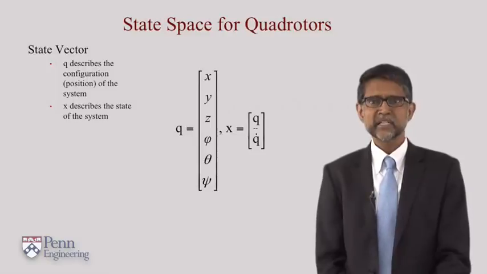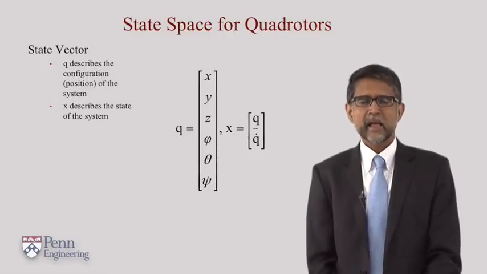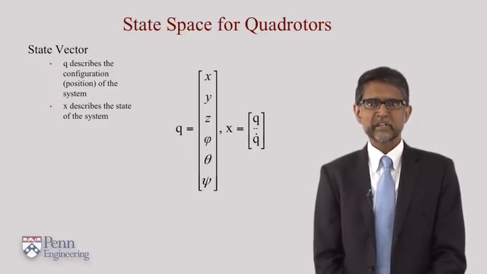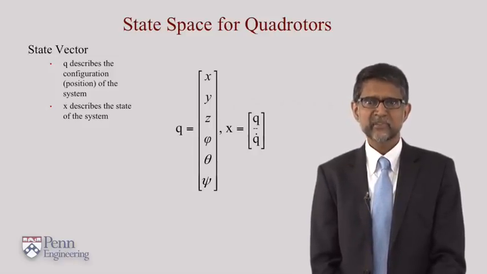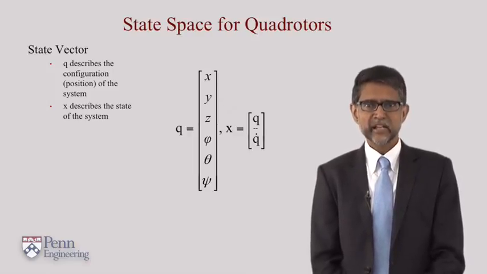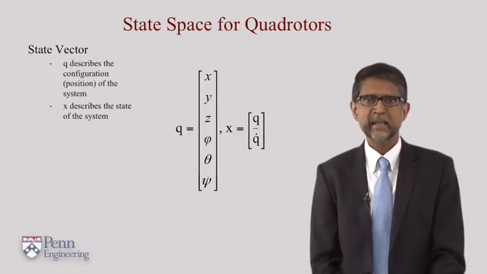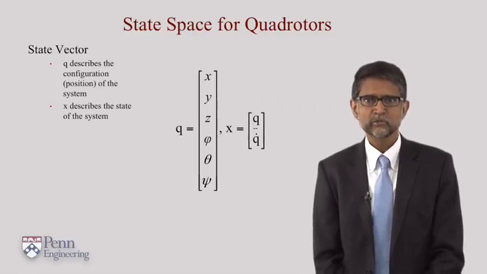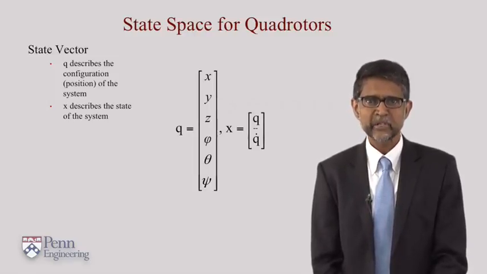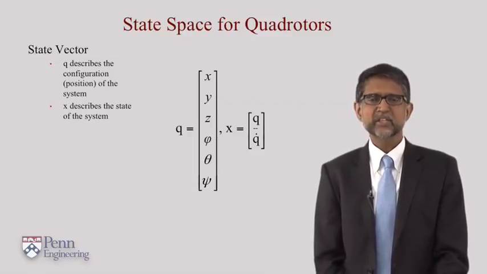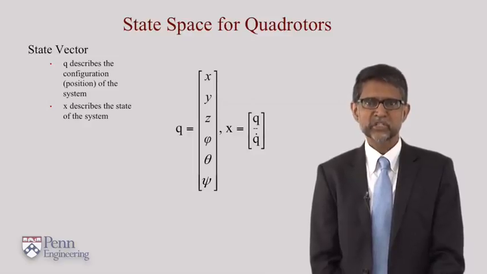To describe these kinds of systems, it is useful to define a state vector. In the three-dimensional case, we have 6 variables that describe the configuration of a robot, and a state vector includes the configuration and its derivative. So if Q is the 6-dimensional configuration vector, Q and Q dot constitute a 12-dimensional description of the state. The space of all such state vectors is called the state space.